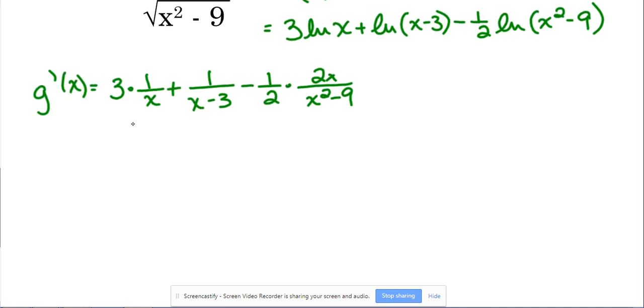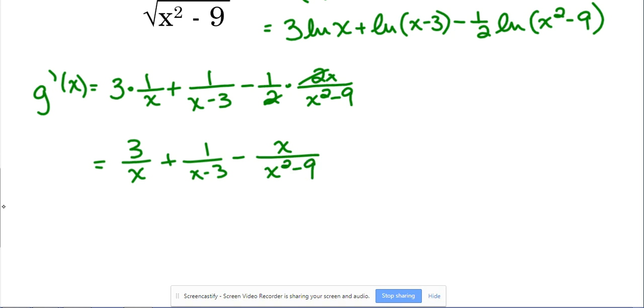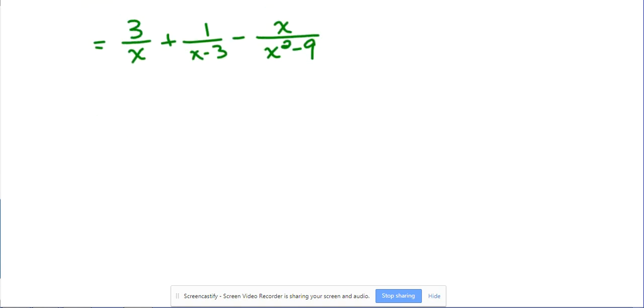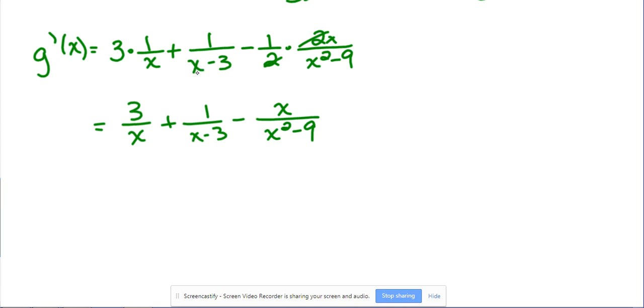Okay, so let's simplify a little bit. We've got 3 over x here. We've just got 1 over x minus 3 here. The 2's are going to cancel here, so then that's minus x over x squared minus 9. Again, I really don't, well, actually, you know what? Let's go through it on this one, because this one's not as bad, because we do kind of need to review this in case they did ask you to do it.